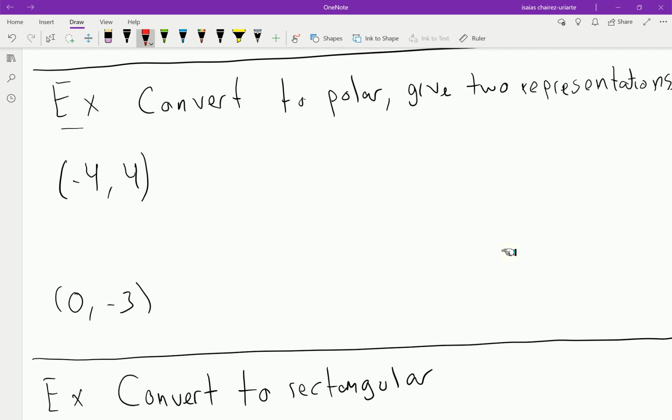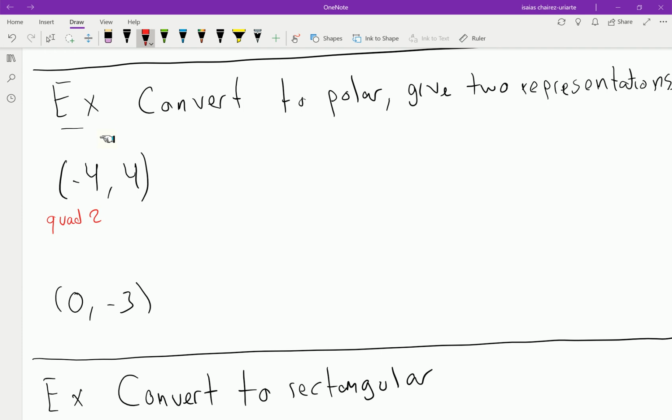Let me just kind of visualize the point first. Think about graphing the point. Think about graphing this point, negative 4, 4. In which quadrant does it lie? Negative 4, 4, I'm going to say that it lies in quadrant 2. Yeah?